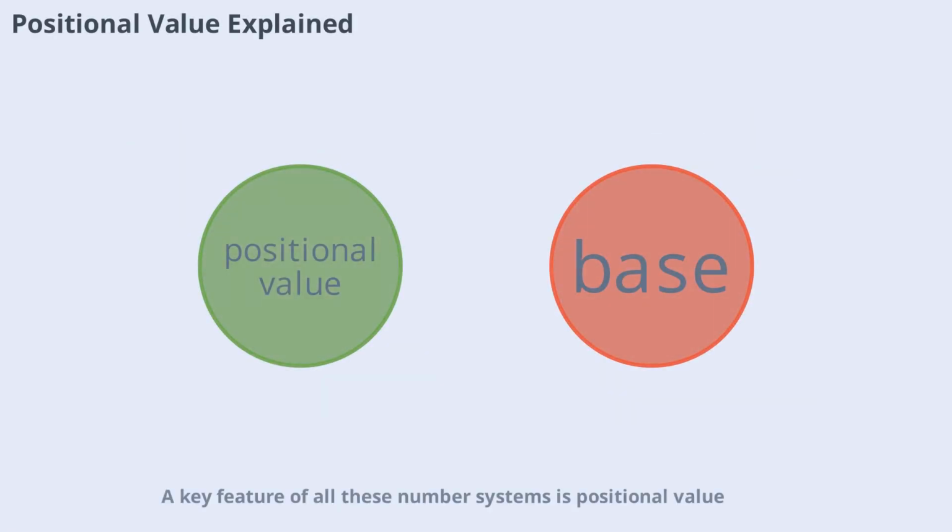A key feature of all these number systems is positional value. The value of each digit depends on its position in the number and the base of the system. For example, in the decimal number 345, the 4 is worth 40 because it's in the tens place. In binary, the same logic applies but with powers of 2. This concept is what makes number systems powerful and flexible for representing any quantity.